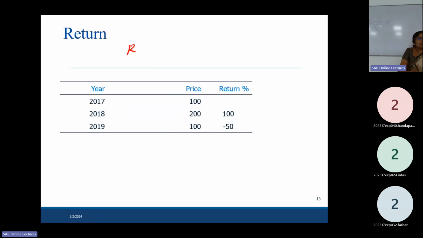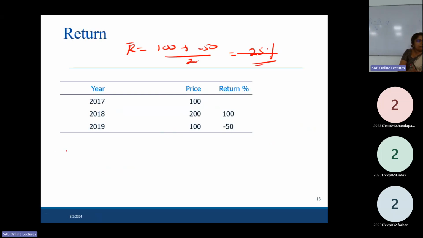arithmetic average return, or the R bar, is equal to 100 plus minus 50 divided by 2. Even though 3 price informations are there, you could calculate the return only for the 2 years. So therefore the number of observations is 2. 100 plus minus 50 divided by 2. So then the arithmetic average return, or the normal R bar, is equal to 25. It is 25%. This is the R bar.